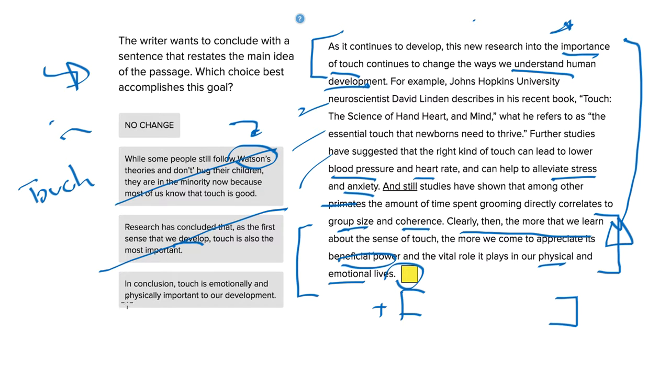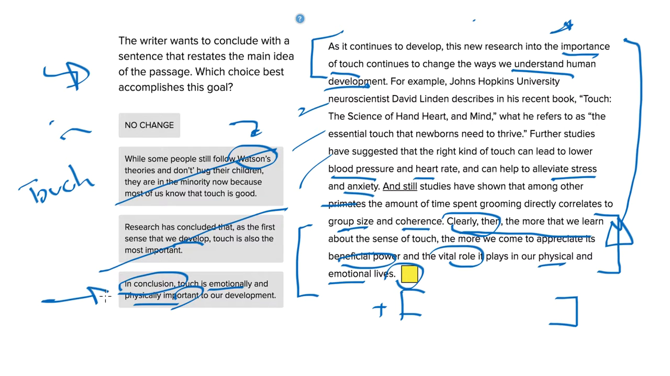Answer choice D says, in conclusion, touch is emotionally and physically important to our development. So this looks really good. Emotionally and physically important seems very similar to what we said. Emotionally and physically were actual words used in this previous sentence, right? Yeah, physical and emotional lives, it's beneficial to them. And then also important, and here it says the vital role, which is almost about the same thing. So basically it's repeating the previous sentence. And here we've got this clearly then, and now in conclusion. It seems to be repeating it almost word for word.